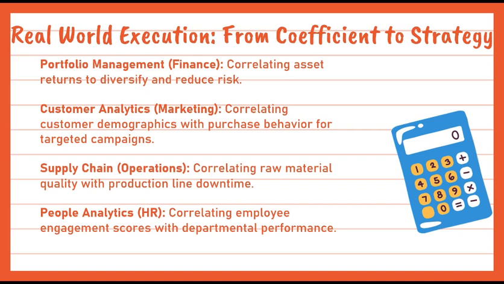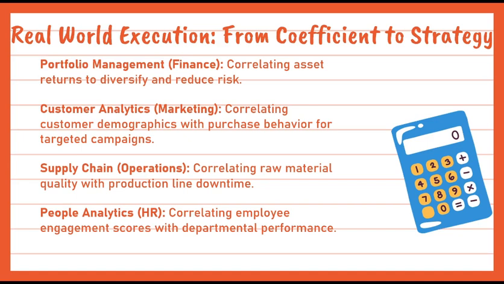In supply chain or operations management, the raw material price, quality and the production line downtime can be correlated. This is just an example. There may be so many. This is one example where we can use the correlation to understand the relationship between the quality of the raw material and production line downtime.